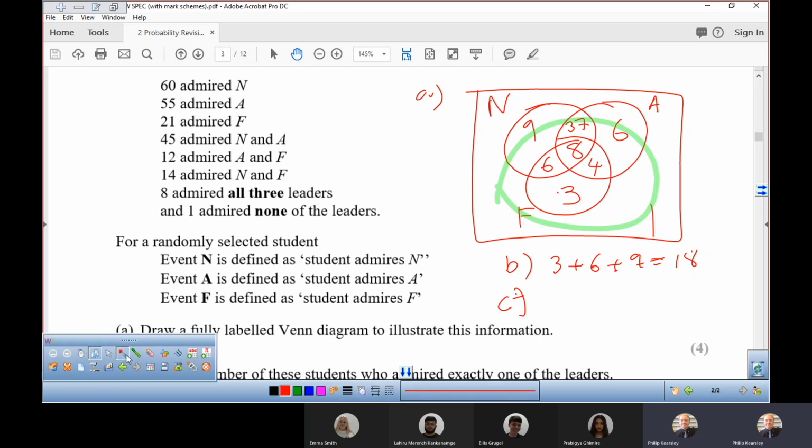So instead of actually saying the word given, the information we've been given is that from the students who do not admire F. So out of the F dashes, prefer the other 2. What's the chances they like the other 2 given they don't like F? That's how I'm interpreting it. Oh yeah, there it is. If you unfold it, you can see it there. N and A given F.